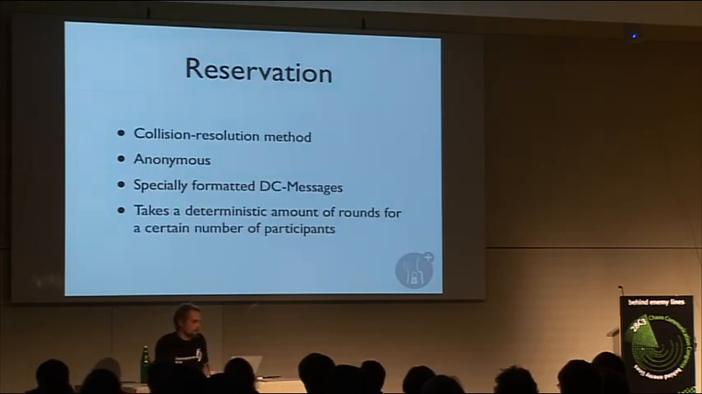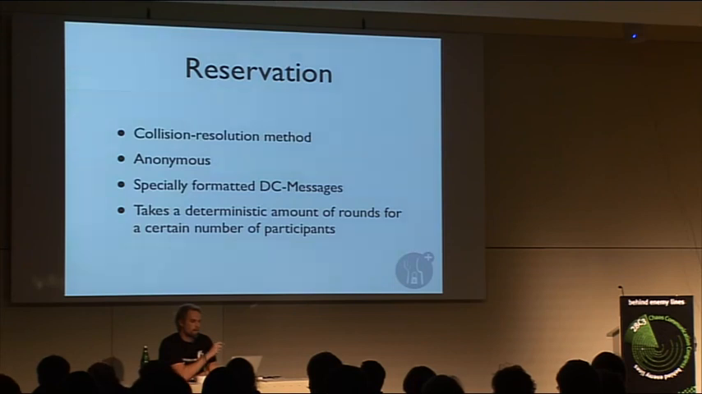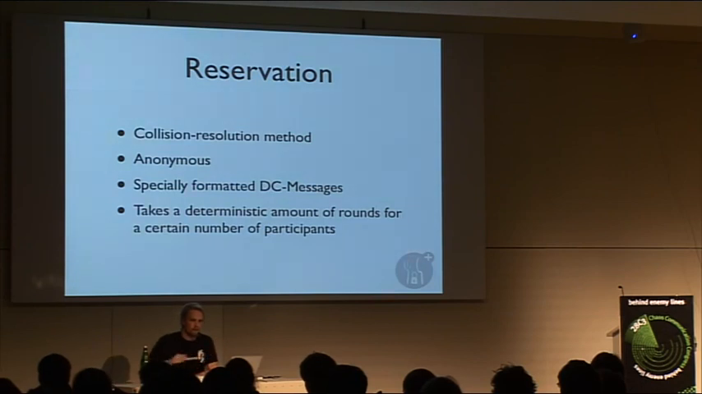How does a reservation work? There are different methods to do a reservation. The one I chose in my implementation is called the collision resolution method. As I already stated, it's anonymous, and it's done such that you have specially formatted DC messages, and you send them to the DC service and observe the result. By doing that several times in a row, you can find out when it is your turn to send. It takes a deterministic amount of rounds for a certain number of participants to find out the order of the sending process.